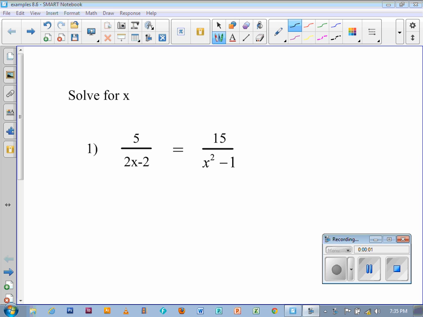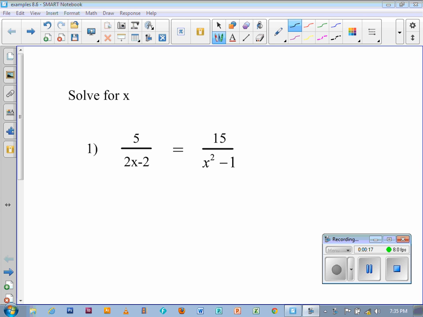This is section 8.6, the last lesson of chapter 8, and we'll conclude this chapter with this video of solving equations. The first type of equation that we're going to ask you to solve is in front of you. It's two equal ratios. We call that a proportion.